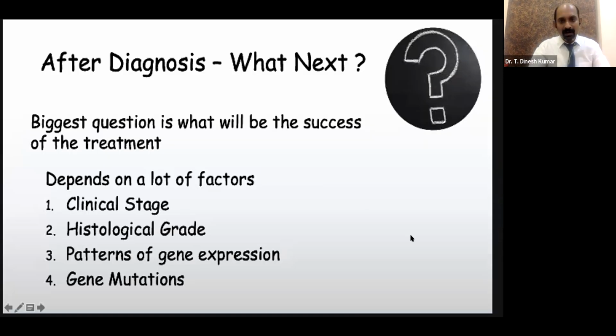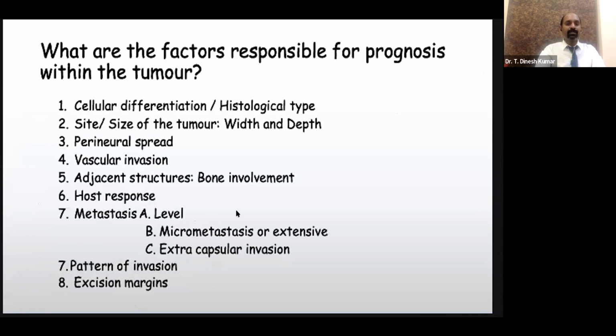Now that we have made the diagnosis from a clinical point of view, we've made a diagnosis of oral squamous cell carcinoma. So what next? The biggest question is, what will be the success of the treatment? The patient's next question is, what is the success rate of the treatment? This success rate depends on a lot of factors. It depends on the clinical stage, it depends on the histological grade, and there are also other factors which are very important, based on the patterns of gene expression and gene mutations.